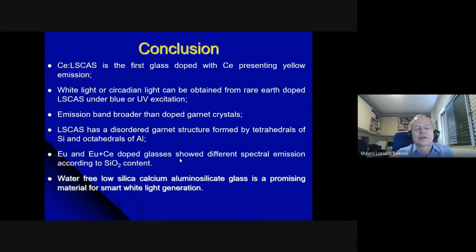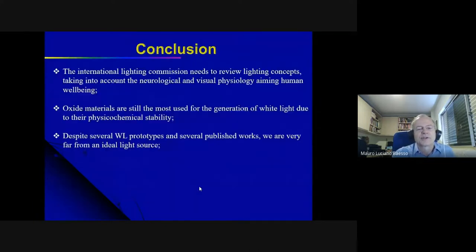The glass has a disordered structure formed by tetrahedrals and silicon octahedrals. It's just a characterization of the glass. Europium and europium-cerium doped glass showed different spectral emission according to silicon content. And low silica glass is a promising material for smart light generation.